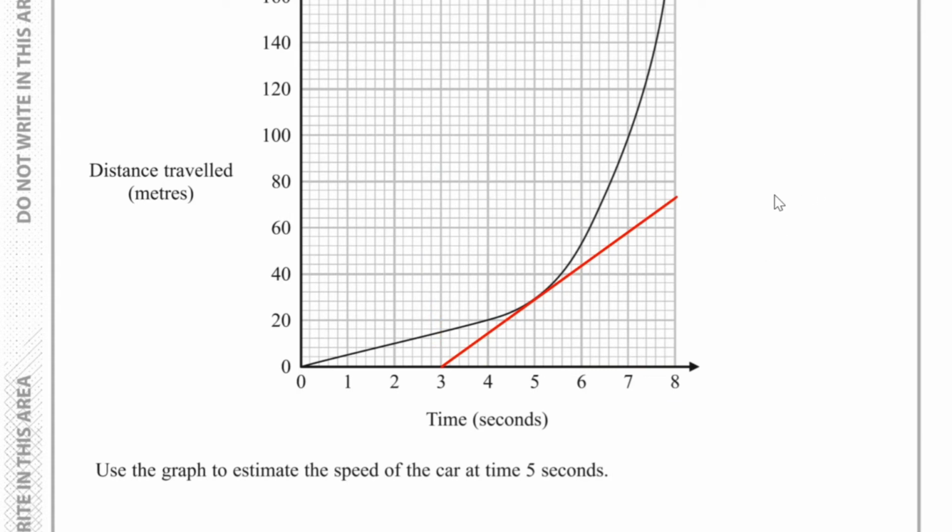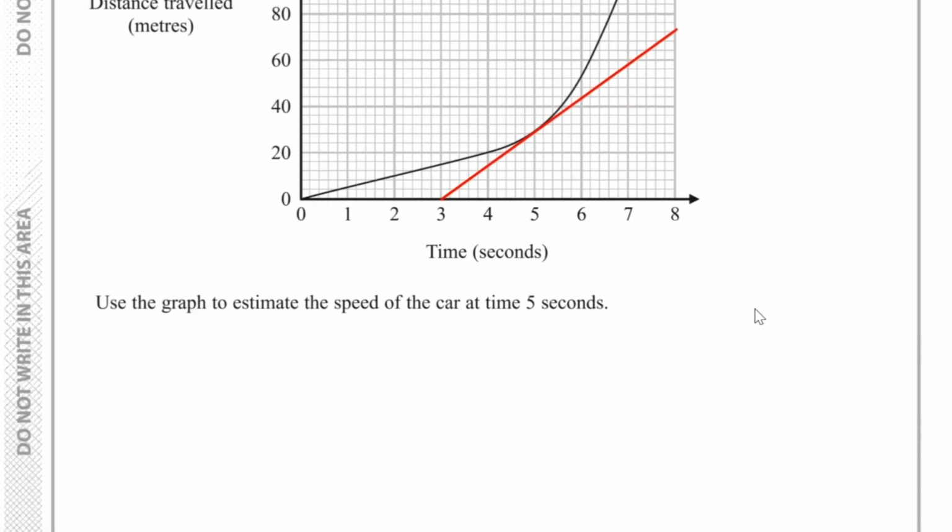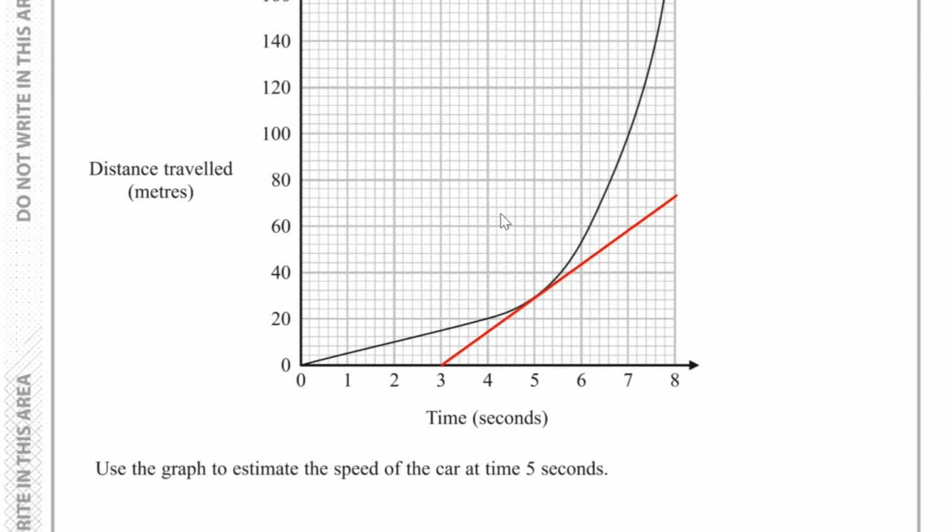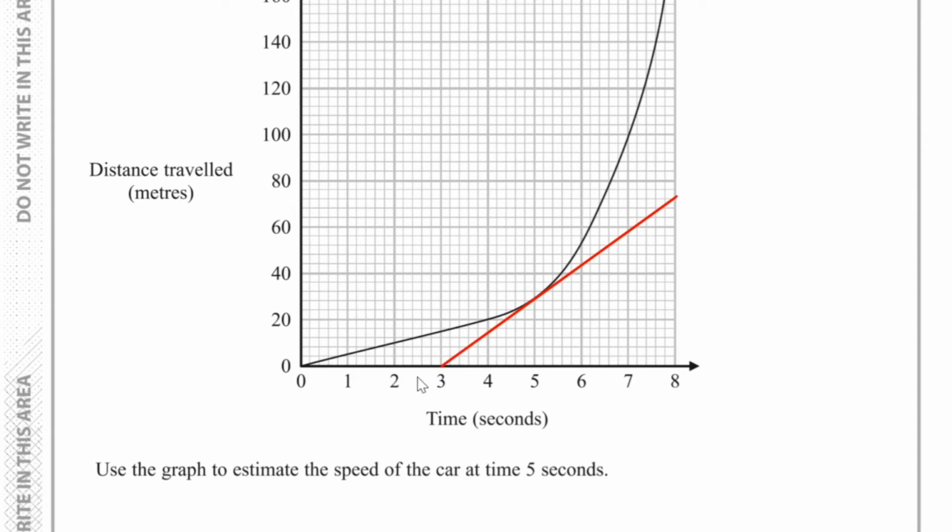Now, what we need to do is find the gradient of this line, which will tell us the speed of the car at 5 seconds. So the coordinates here, we've got 3, 0, and the coordinates here, we've got 8, and then here we've got something just above 70. So we've got 4, 8, 12 plus 60, which is 72.